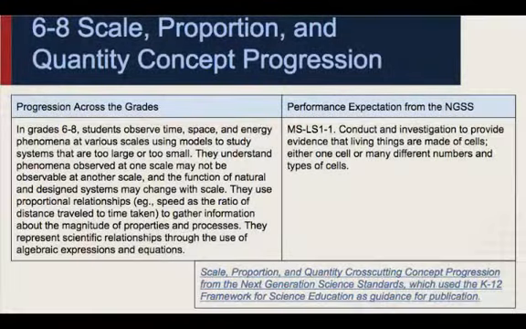In grades 6 through 8, students observe time, space, and energy phenomena at various scales using models to study systems that are too large or too small. They understand phenomena observed at one scale may not be observable at another scale, and the function of natural and design systems may change with scale. They use proportional relationships, speed as the ratio of distance traveled to time taken, to gather information about the magnitude of properties and processes. They represent scientific relationships through the use of algebraic expressions and equations.